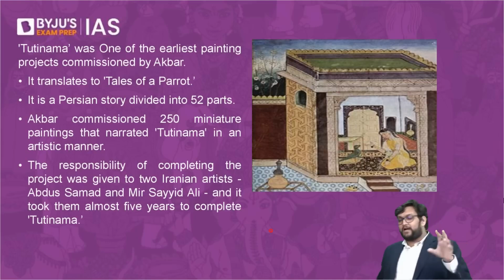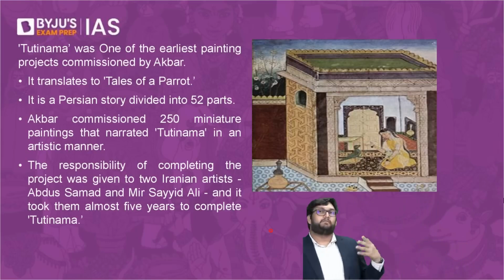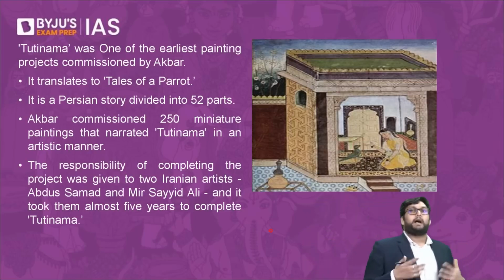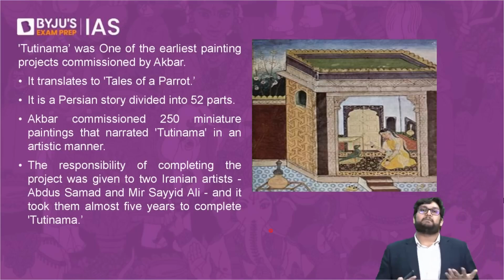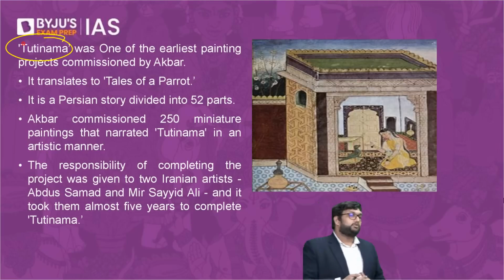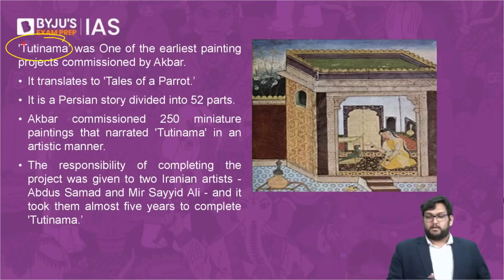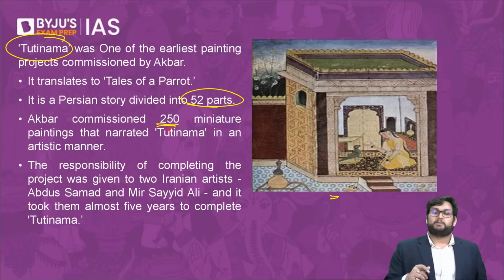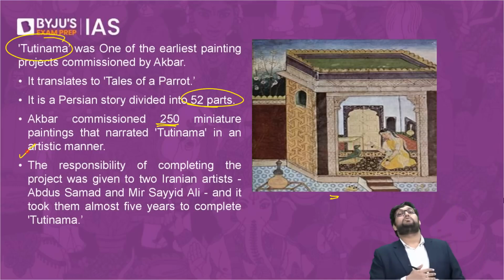Now, the first major thing, tasveer means photo. Khana means place where the tasveers are made, the pictures are made, paintings are made. So the first major text which he commissioned is called Tutinama, and Tutinama is the tale of the parrot. And you can see here the parrot telling a certain tale. 52 parts are there. 250 miniature paintings were made to represent these 52 parts. And this will take close to 5 to 6 years to make.